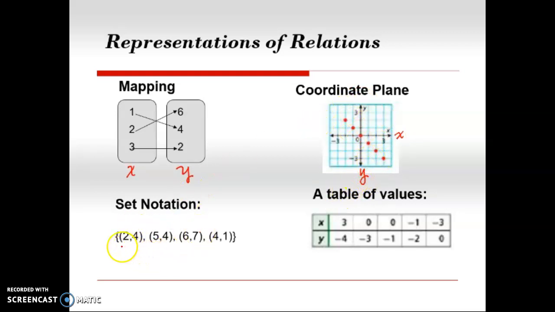Set notation is what we just had. That's basically what you'll have most of the time now, seeing as you're relatively advanced. So you've got set notation and a table of values. These are the four ways that they would present a relation to you.